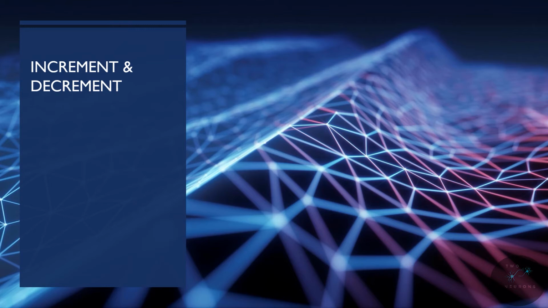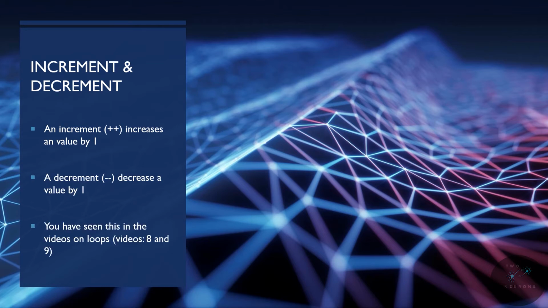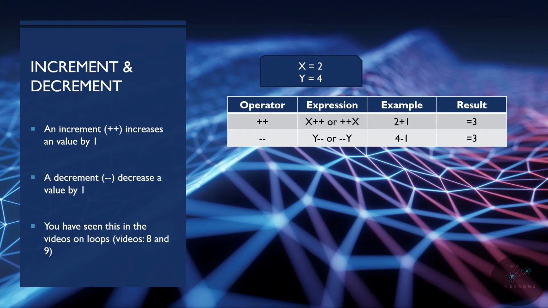We can also increment and decrement values by 1. So incrementing is increasing a value by 1, and decrementing a value is decreasing that value by 1. You have already seen this in earlier videos when we were talking about loops. If you don't remember, go back and look at videos 8 and 9. And again, let's imagine we have x and y, where x is 2 and y is 4. So if we do x plus plus or plus plus x, what we are saying is 2 plus 1, which would be 3.